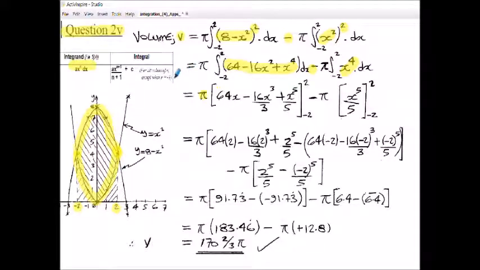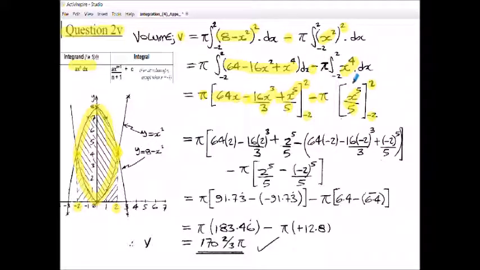So keeping the pi's outside, don't forget, the pi's are constant. So 64 integrated is 64x minus 16x squared integrated, minus 16x cubed upon 3, and then the plus x to the 4 integrated, plus x to the 5 upon 5, between my limits of -2 and +2, and then I take away pi times, then x to the 4 integrated is x to the 5 upon 5, again between limits of -2 and +2.